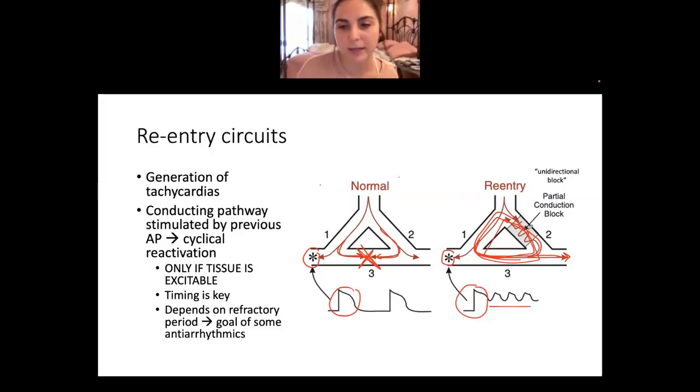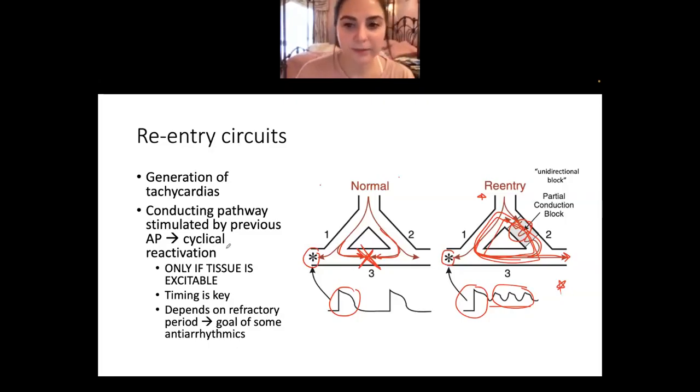So this is usually why this partial conduction block is not blocking it in both directions. It's only from the signal up here to down here, but it allows it to go through this way, and that's what's causing these after depolarizations.